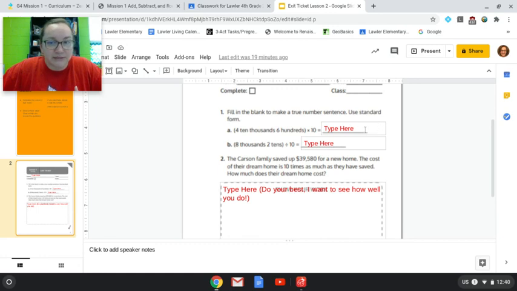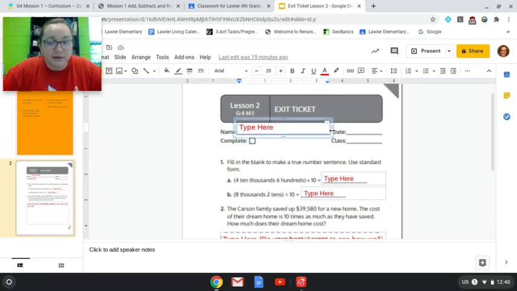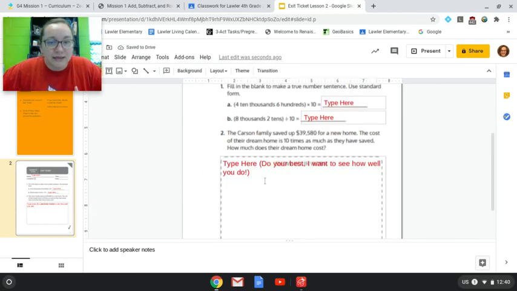Okay, now again, I've put tables there. All you have to do when you go to this is click on it, and then backspace, and you'll just type in your name right there. Now, on this last one, it just says type here, do your best. I want to see how well you do. I just want to see you answer this question. We haven't talked about word problems just yet, but I want to see what you can do with this one.